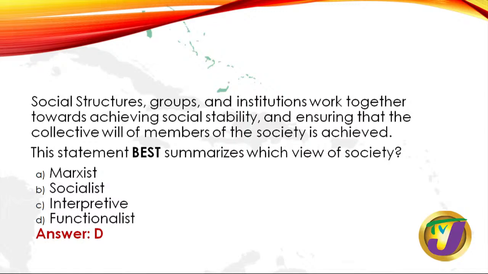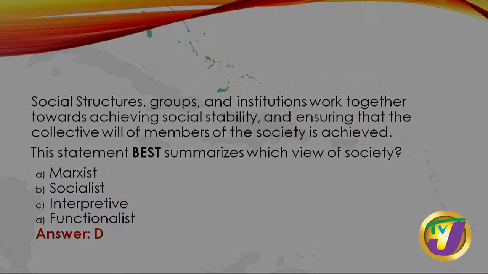Next one: social structures, groups and institutions work together towards achieving social stability and ensuring that the collective will of members of the society is achieved. This statement best summarizes which view of the society? Is it A, a Marxist view, B, a socialist view, C, interpretive, or D, functionalist? The answer to this question would be functionalist. Remember that the functionalists believe that everything in society is important for society. So even crime is good for society in some way because it provides jobs. The police and the justice system operate because of crime. All right? So that is the view of the functionalist. So the answer then is D, functionalist.